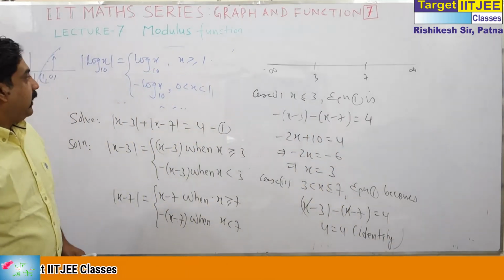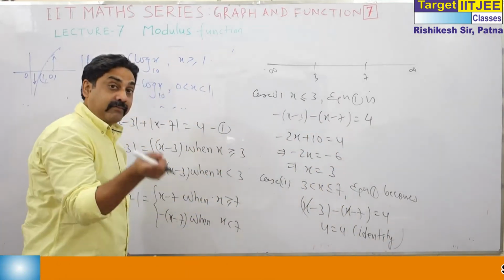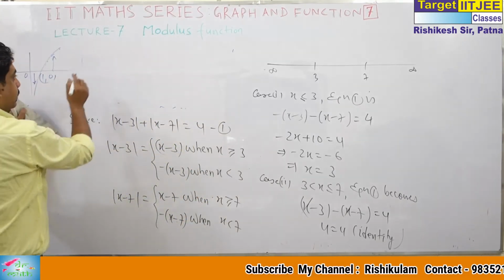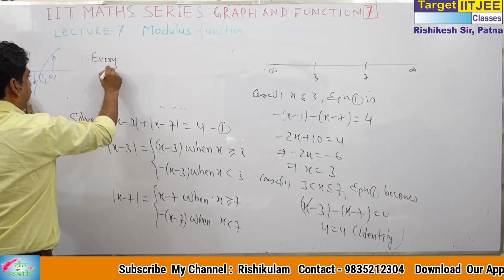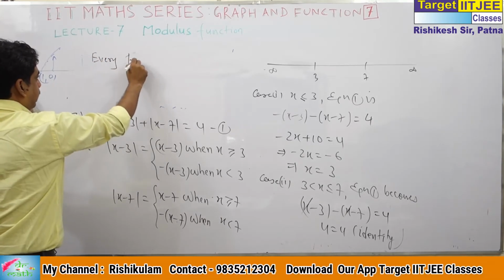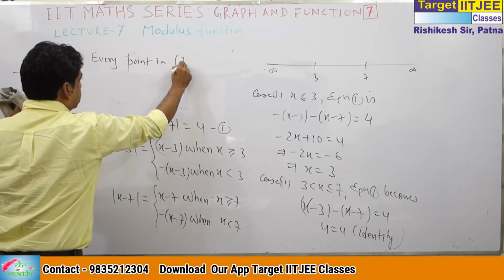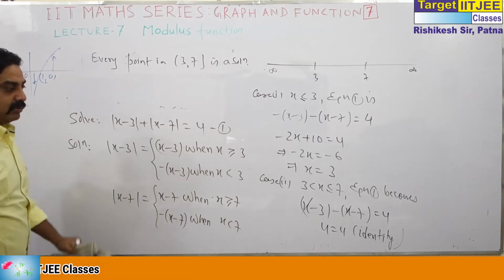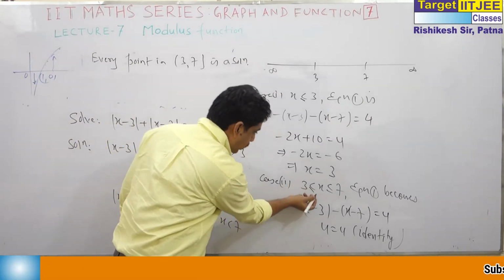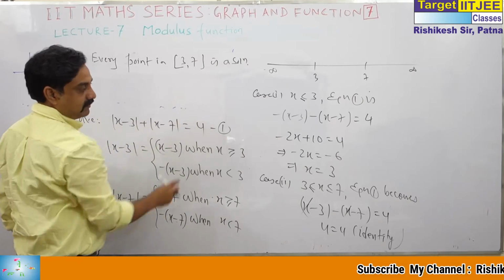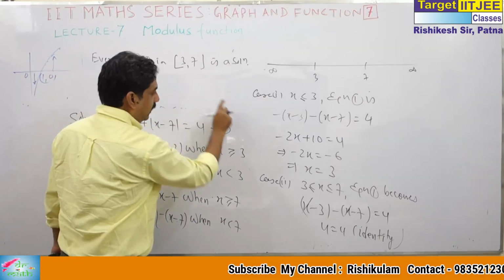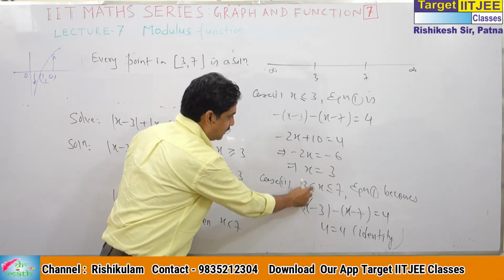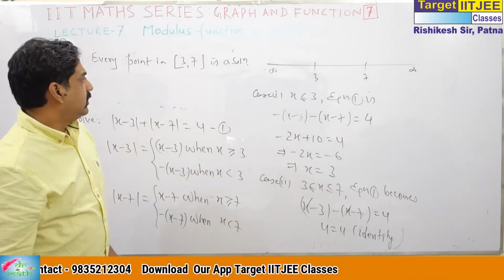What does it mean? It means, actually this point I want to explain here. That's why I have taken the addition. It means every point in 3 to 7 is a solution. If you take equal here, you can also make this as, you can take both. Already we have taken x is equal to 3. So if you write like this or like this, finally we get the same answer.